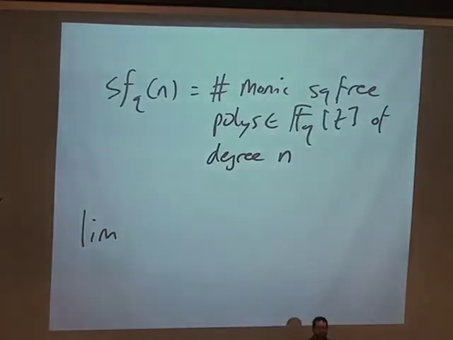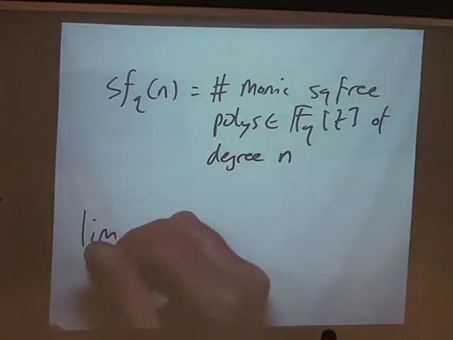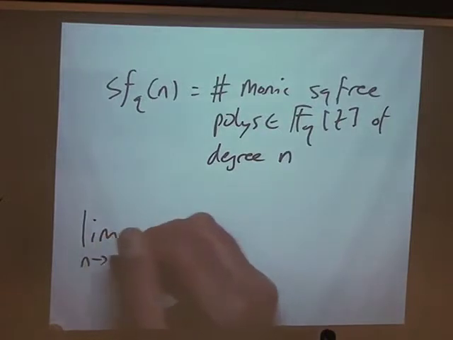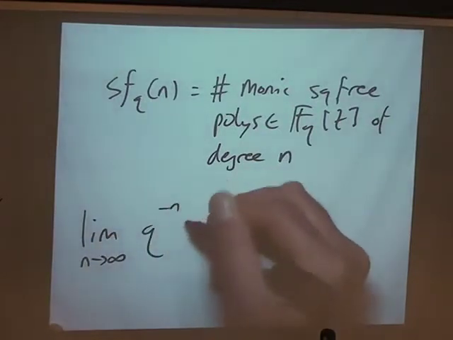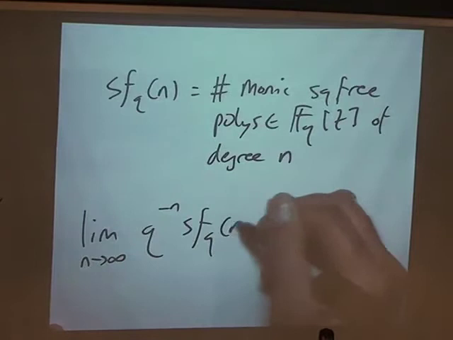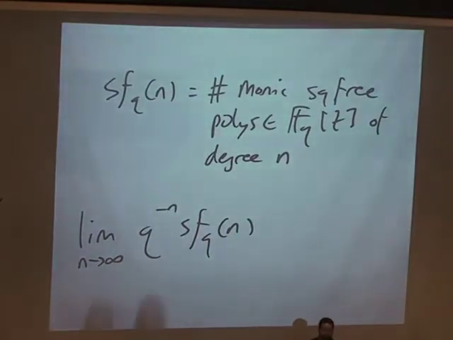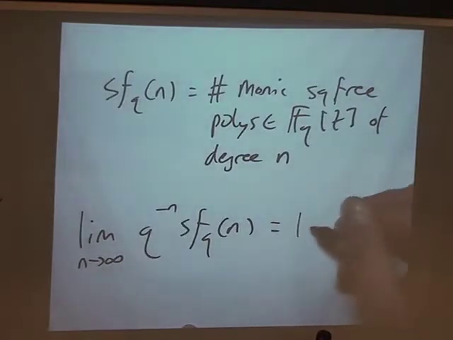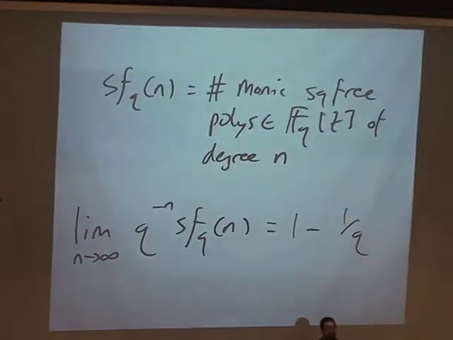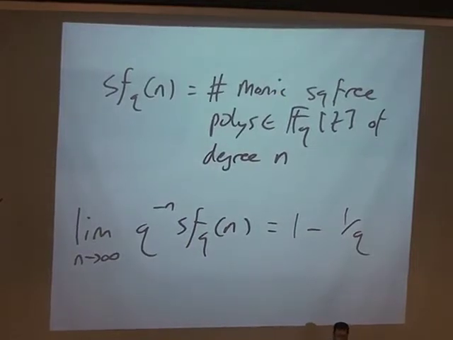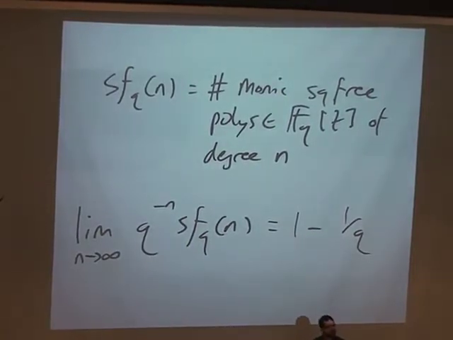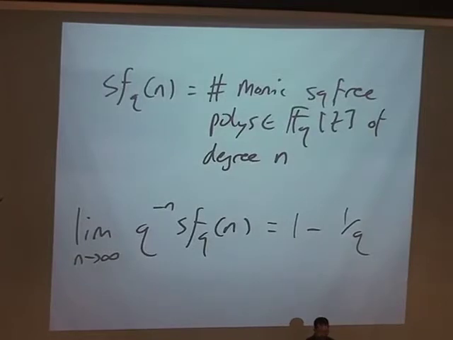just as in the number field case, this has a limit, or an asymptotic behavior. If I take the limit as n goes to infinity of q to the minus n times sf sub q of n, this quantity, the limit being the probability of square-freeness of a random polynomial, this limit exists and is equal to 1 minus 1 over q. And I think Chantal is going to tell us later about why this must be true from the viewpoint of L-functions.